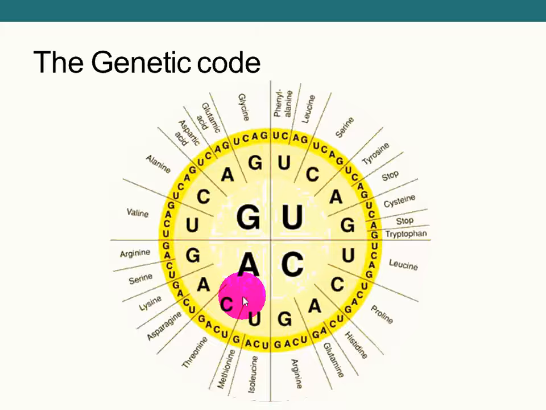UAA, UAG, and UGA say stop, we're done making a protein. But any of these other ones, GGG, that's glycine. It's just one of the 20 amino acids. CCU, proline. AGA, arginine. They are just building blocks of proteins.